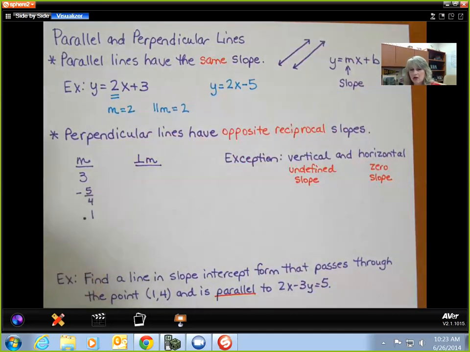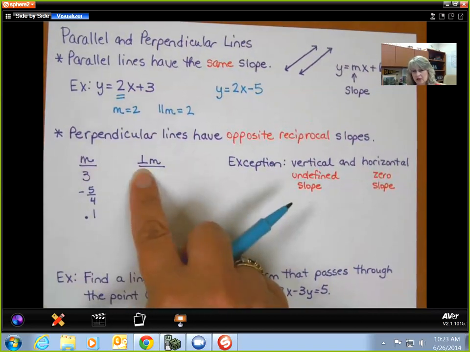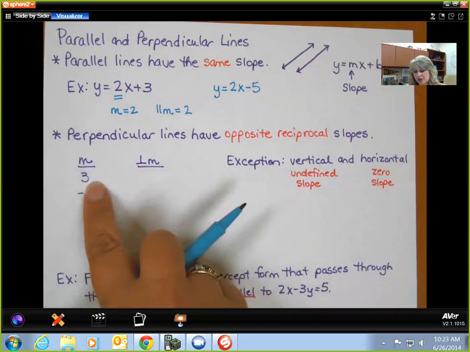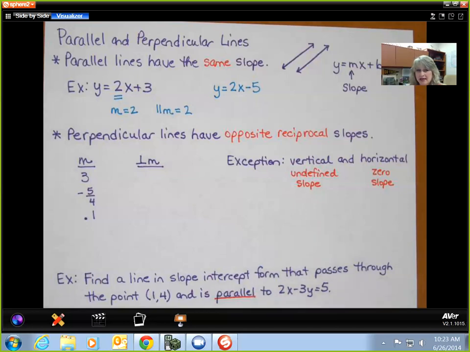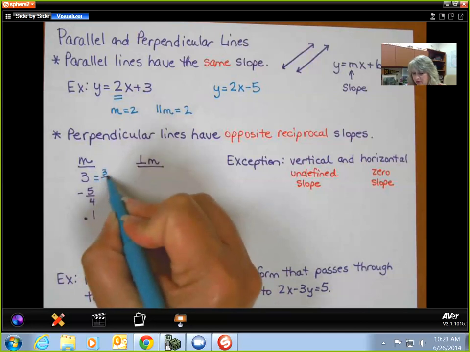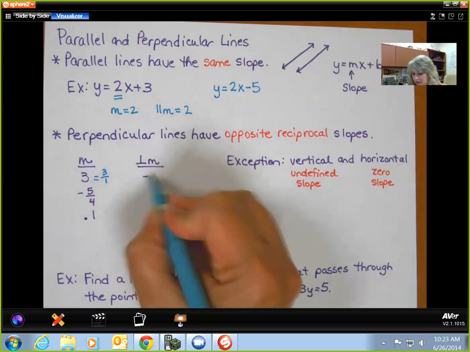Okay, now let's talk about perpendicular lines. Perpendicular lines form right angles. And you'll notice this in the equations because they have opposite reciprocal slopes. So for example, if you have a slope of 3, the perpendicular slope, remember that's the symbol for perpendicular, you're going to make this look like a fraction. You're going to flip it and turn it upside down. So remember 3 is also 3 over 1. So if you flip it, change the sign, the perpendicular slope would be negative 1/3.